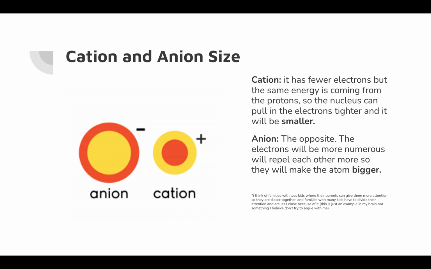You're going to add electrons, so it's going to be bigger, and there's going to be more electron shielding, and everything's going to cloud. There's not going to be as strong of a bond, and there's just going to be more to accommodate for.